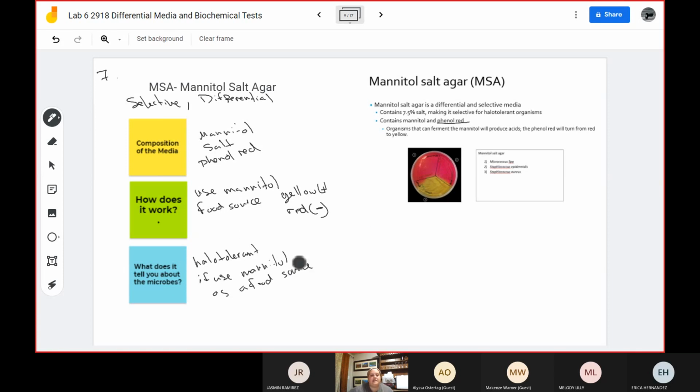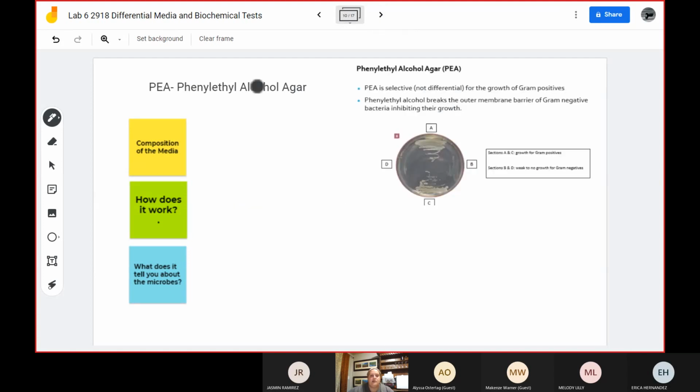So again, each of these tests does not tell us definitively what our unknown bacteria is, but it adds another piece of data that we can use in combination with other tests to really identify and narrow down what we have. So our next one, number 8 here, is our PEA or P-agar. It is phenylethyl alcohol agar. So this is actually our only non-differential media. This is actually just a selective media. And the composition of this media is that it has this phenylethyl alcohol.